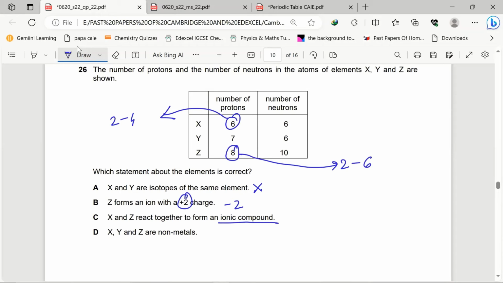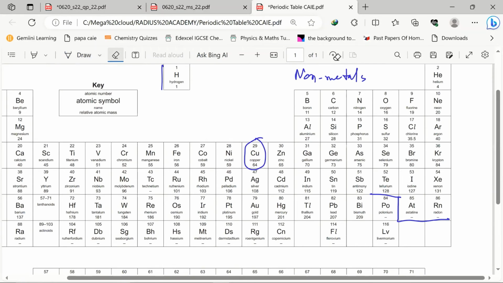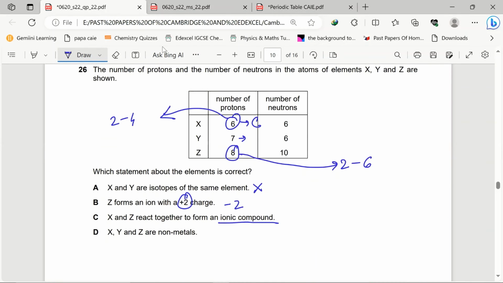So that is true. X is 2, 4, which is carbon. Then in the right hand side, we have carbon, which is 6, then nitrogen is 7, then oxygen is 8. All are non-metals. So this is absolutely correct statement, D.